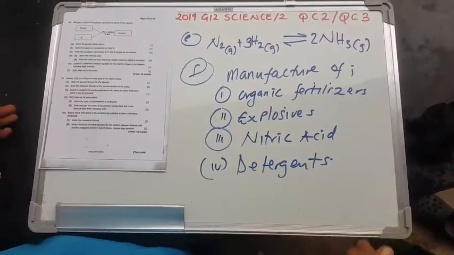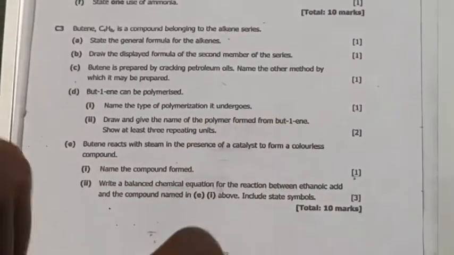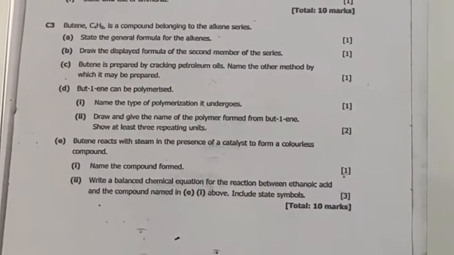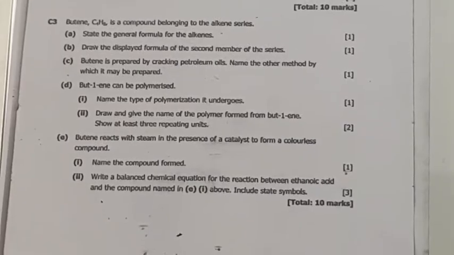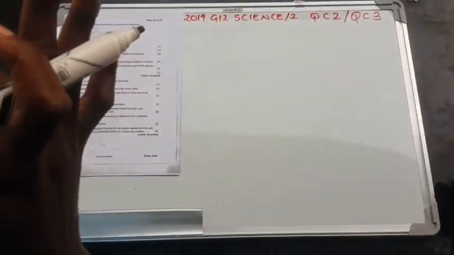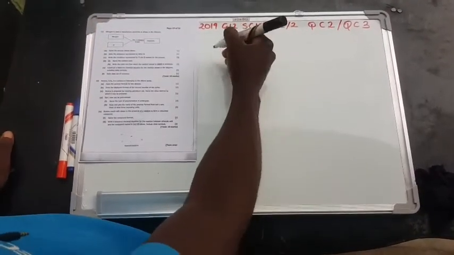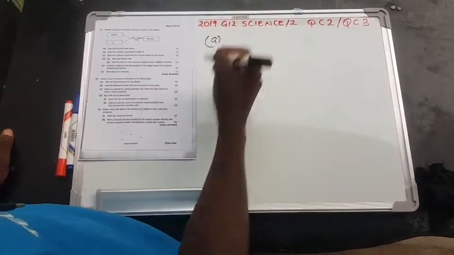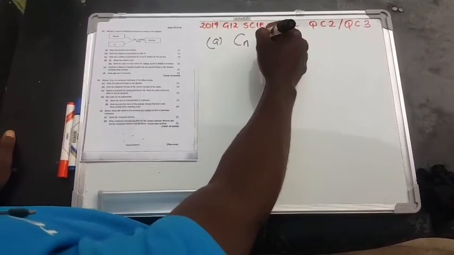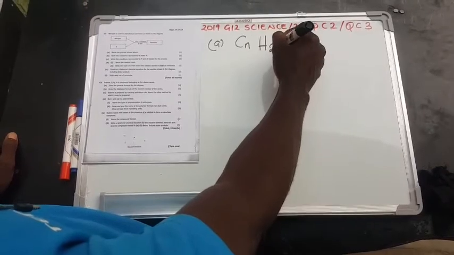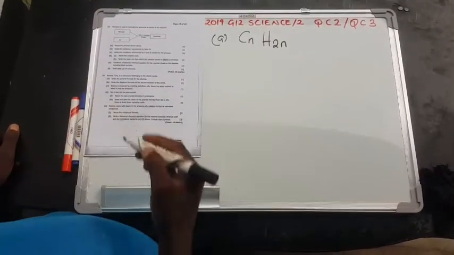Let's go to the second question. Question C3 says butene, C4H8, is a compound belonging to alkenes. Now we know that alkenes are part of a homologous series. They are saying, A, state the general formula for alkenes. Alkenes have a general formula of CnH2n. So that's the general formula for all alkenes.